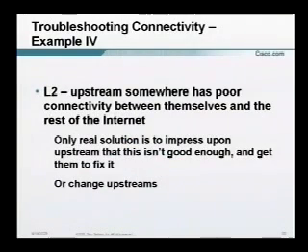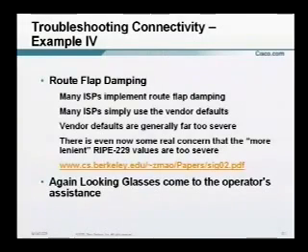It can cause situations that may appear transient. It could be causing problems for an hour or so, and then they disappear altogether, and you're not quite sure what's going on. Okay. As I say, many ISPs will actually implement route flap damping. Many ISPs use the vendor defaults. I'm of the opinion that vendor defaults are far too severe.